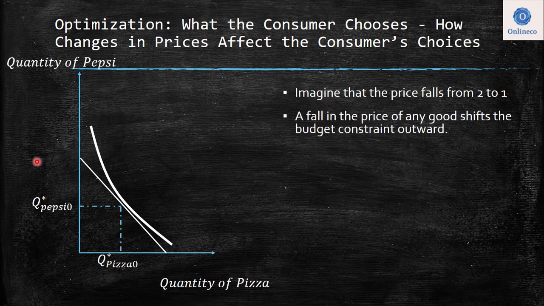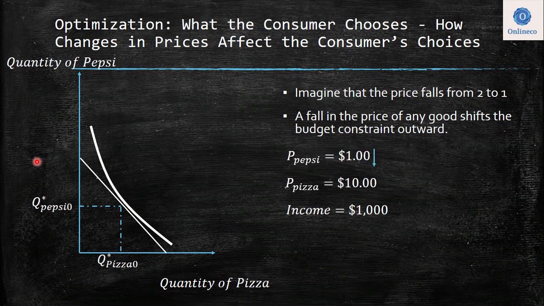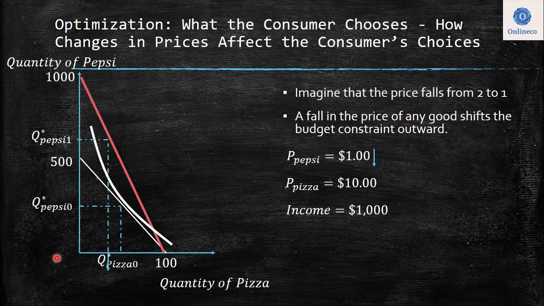Then this fall in the price of any good shifts the budget constraint outward, because you are kind of, in quotation marks, richer in that good. You can buy more of that good. So then your income is 1,000. Your price of pizza is 10, and now your price of Pepsi should be 1. Before, you could consume 500 because the price was 2. Now you can consume 1,000 if you don't consume anything of pizza. So this is the situation now of the budget constraint.